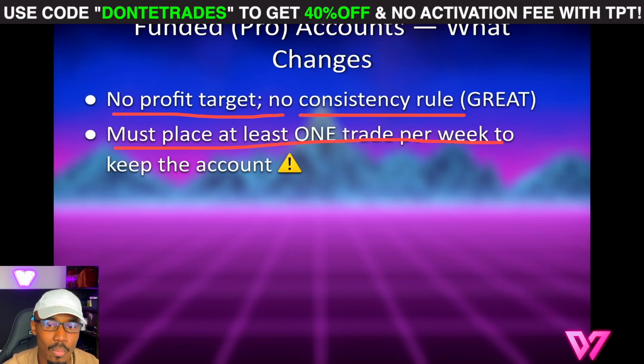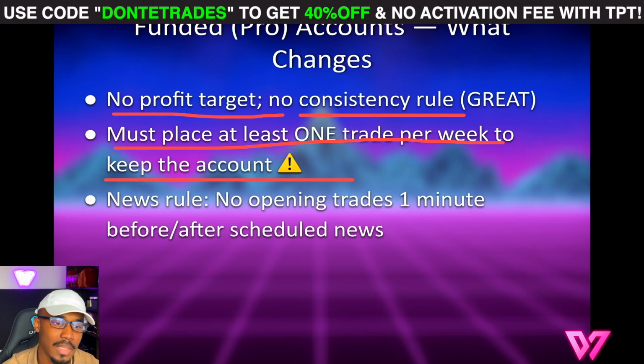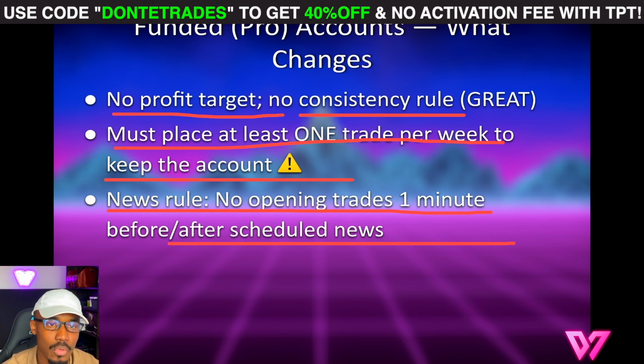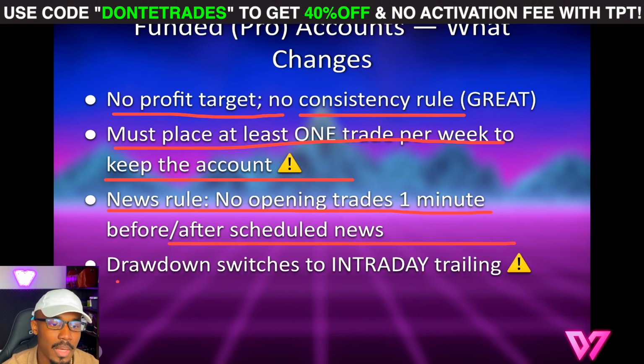You must place at least one trade per week to keep the account. So again, once you pass, make sure that you are placing trades in your account so you don't actually lose the account. And they do have a news rule on the pro accounts. You cannot open trades within 1 minute before or after scheduled news events when it comes to Take Profit Trader. And the drawdown switches to intraday trailing as well.